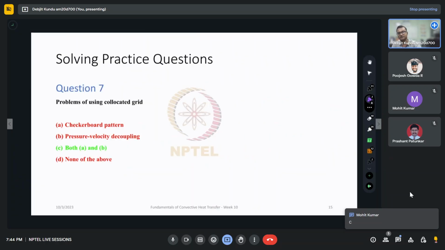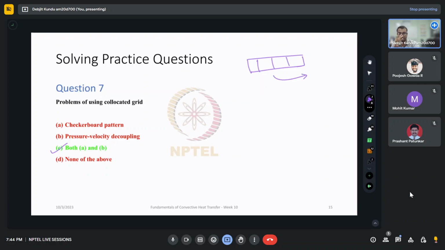It is indeed C. So we have seen in the lectures that if anyhow a checkerboard pattern occurs in velocity or pressure, then it would affect the solution of the other one. So if velocity obtains a checkerboard pattern, let's say 1, 2, 1, 2 like this, then the pressure field cannot be solved correctly, and this goes the other way as well. So if pressure obtains such a checkerboard pattern, then velocity would give an incorrect solution. And if we use a collocated grid, the pressure velocity coupling is also very weak.